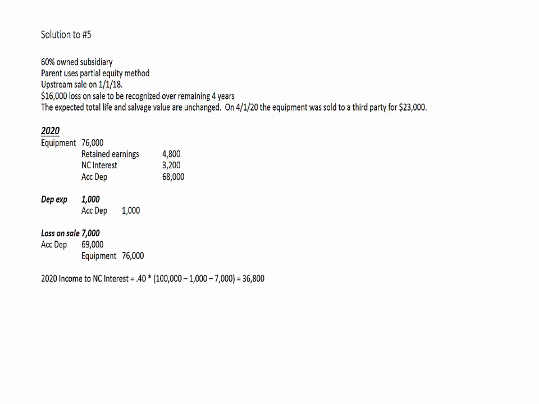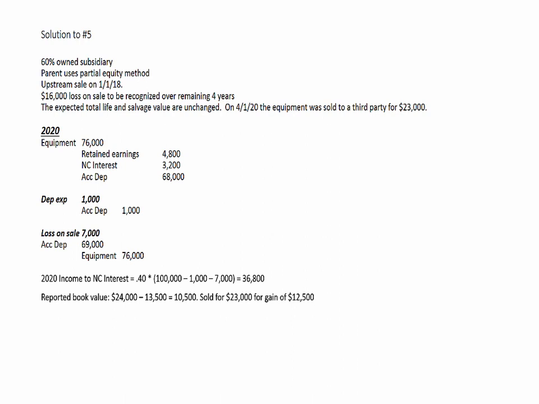The income to the non-controlling interest, again, same thing as before. We start with 40% of the reported earnings, and we look at these elimination entries and ask ourselves, how did they affect the income from the subsidiary? We have a $1,000 debit to the income statement, and then a $7,000 debit to the income statement, both of which reduce earnings. Now, that $7,000 debit to loss on sale might throw you for a loop. Just to confirm what we're doing here.